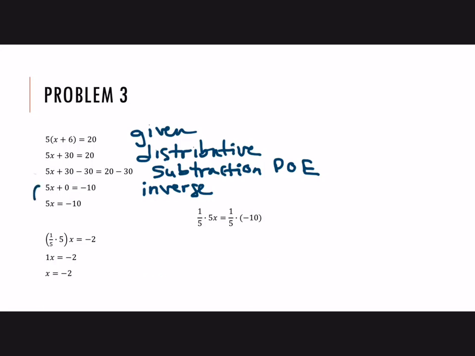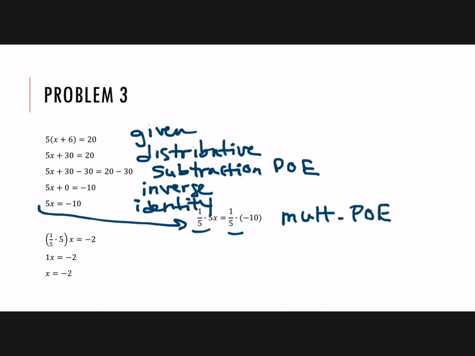And then from here to here, the difference is that I have a plus 0 here, and I don't here. So I need a reason that says that 5x plus 0 is the same thing as 5x. That's, again, the identity property. The next step, moving from here to here, there's a 1/5 that's now being multiplied on both sides. This is the multiplication property of equality.